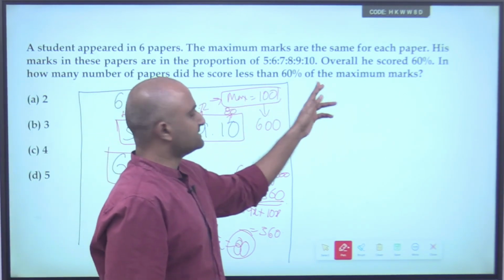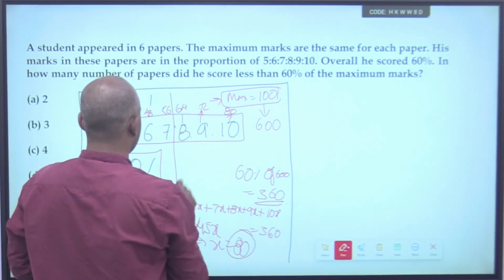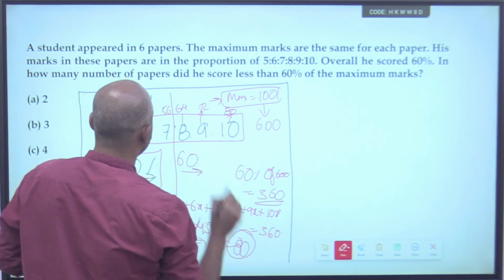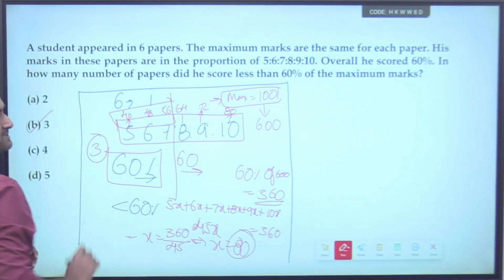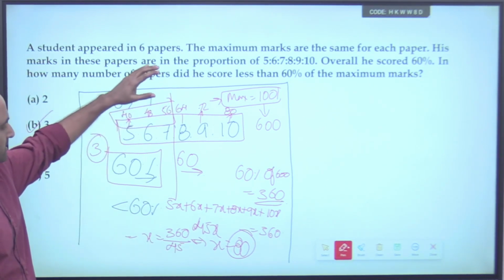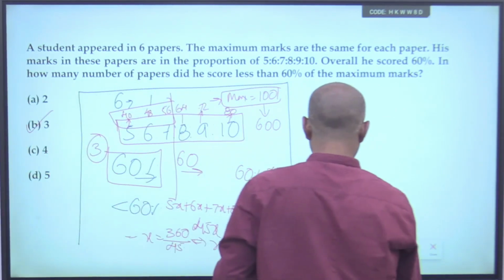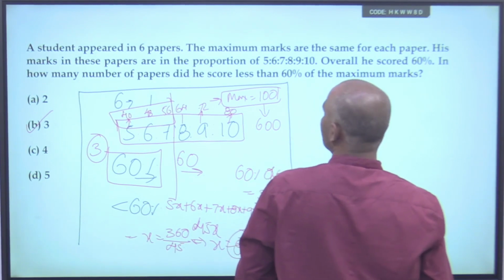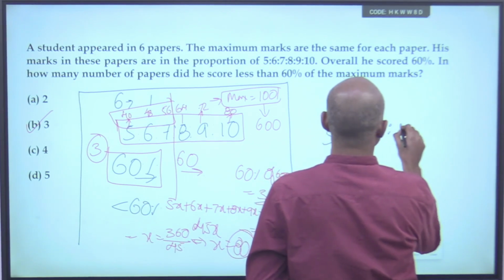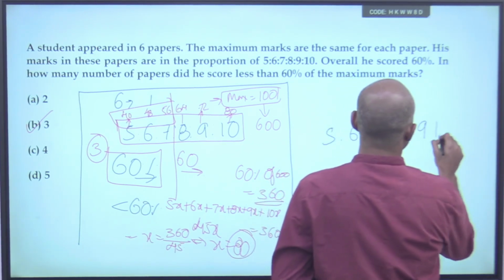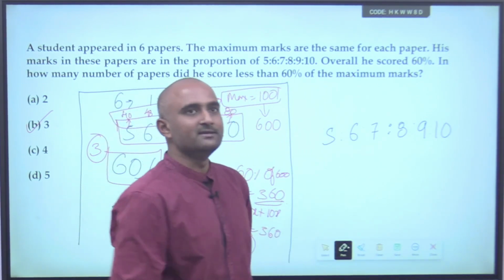Now, he has asked for papers where he scored less than 60. The maximum marks are 100, so 60% is 60 marks. So, in 3 subjects he scored less. So, 3 is the answer. This is what you need to do in the basic method. But now, let us see our one way. We are given 5 is to 6 is to 7 is to 8 is to 9 is to 10. You will be amazed how the deviation method simplifies this problem.